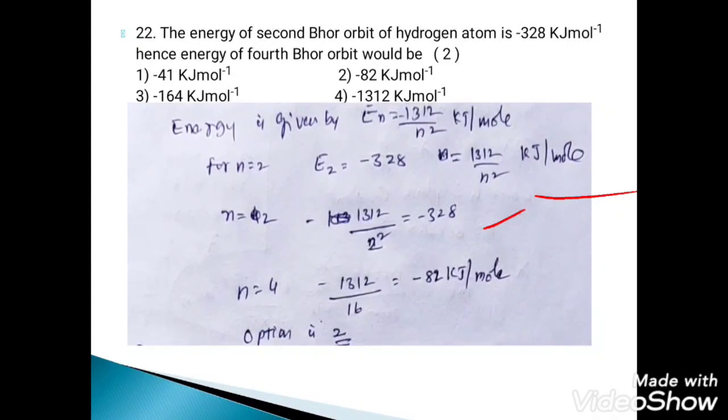Then you have to substitute n is equal to 2, that is 1312 by 2 square. Then you will get for n is equal to 4, minus 3 minus 1312 by, if you substitute n is equal to 2, it will get 16. Then you will get minus 82 kilojoule per mole. So where it is available, 82, that is in option 2 only. So the correct answer is 2.